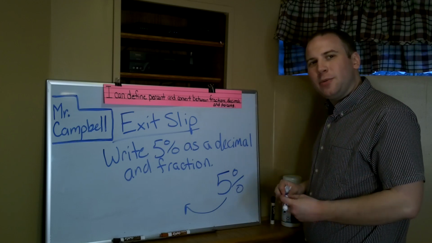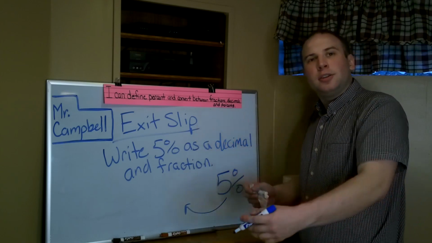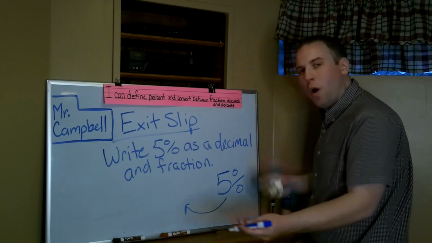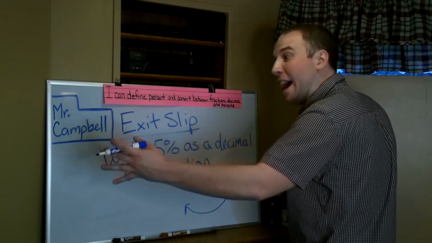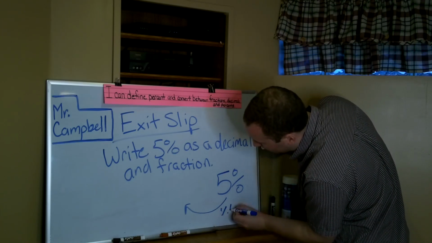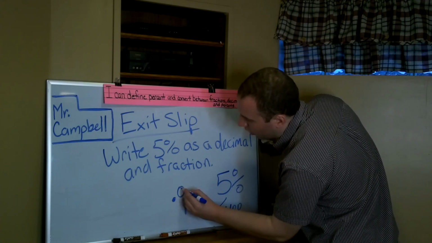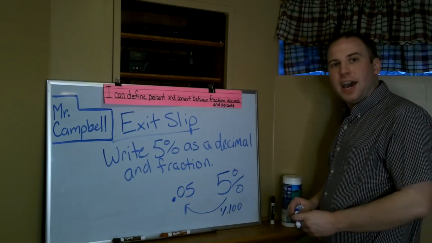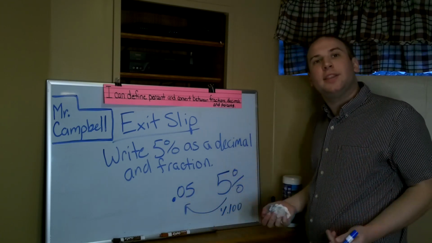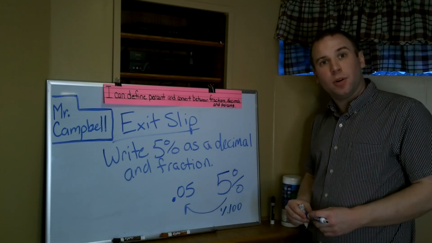How do you think we make that into a decimal? You are correct. Instead of multiplying by 100 in order to make a percentage, we're going to divide by 100, or we can move our decimal place to the left twice. So if we divide by 100, because I'll use division this time, we would get the decimal 0.05. Or if we were to move the decimal place over twice, we'd get the same answer. So now we have 0.05 as a decimal.